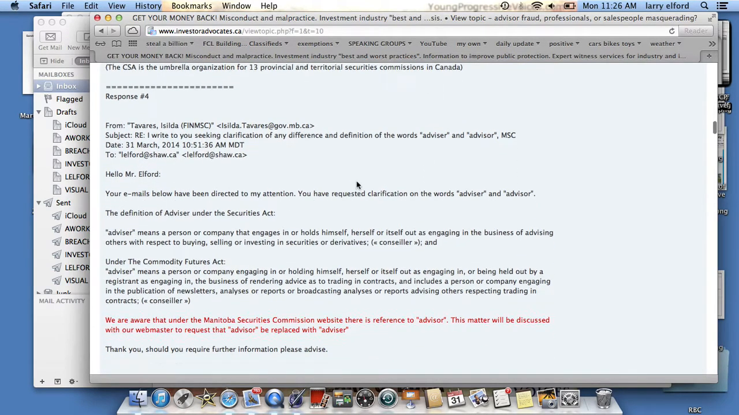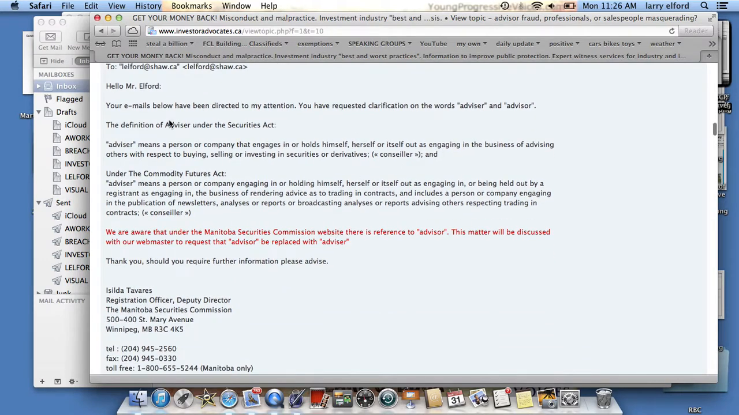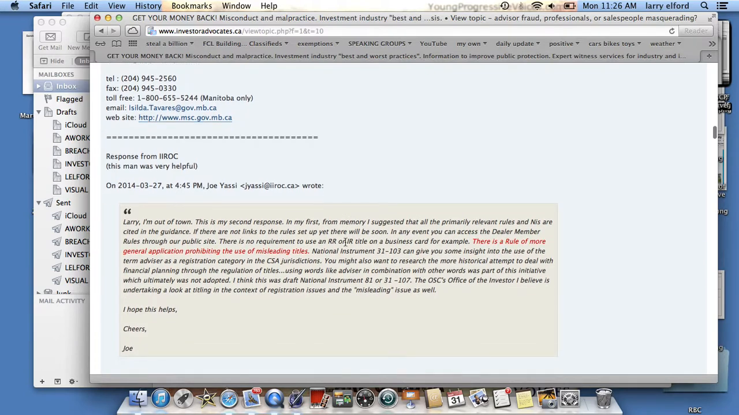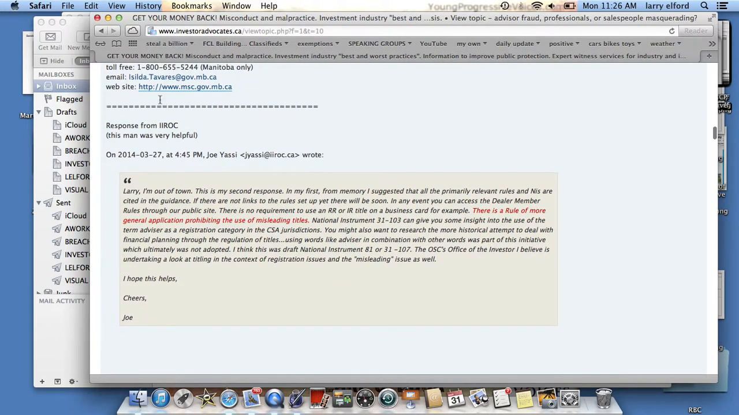So here's someone from the Manitoba Securities Commission. We are aware that on the Manitoba Securities Commission website, there's a reference to advisor with an O. This matter will be discussed with our webmaster and we'll request that it be replaced with advisor with an E. And here's IROC, the Canadian self-regulators.